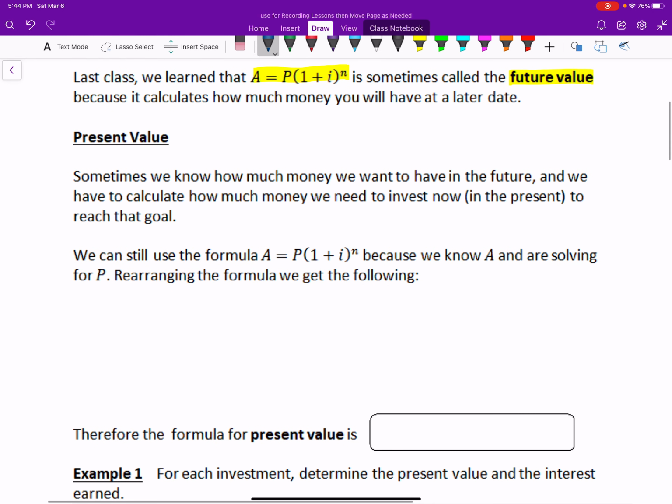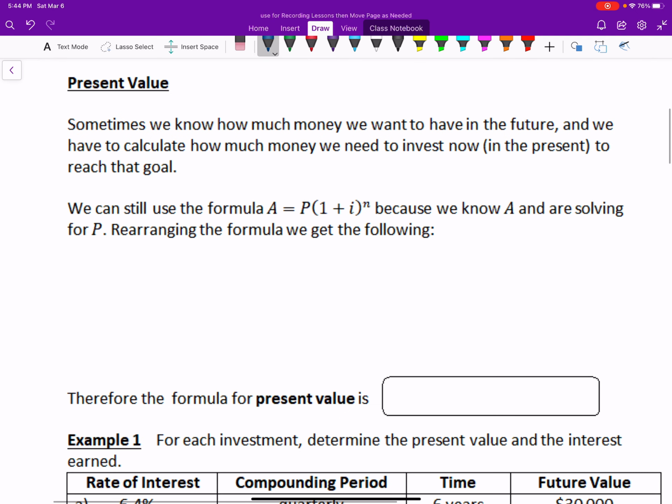So present value is just working backwards. We know how much money we want to have in the future, which would be A, and we have to calculate how much money we need to invest now, in the present, to reach that goal. So we can rearrange the formula A = P(1 + i)^n, because we know A, that's what we want to have, and we want to solve it for P. So rearranging the formula, we're going to get the following.